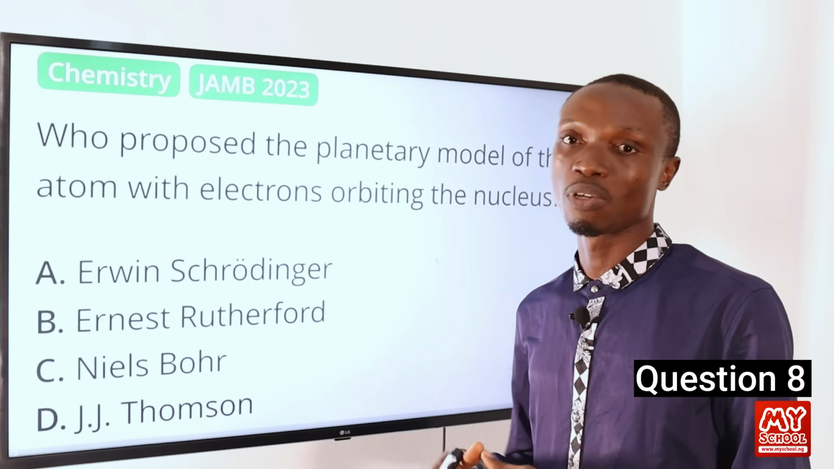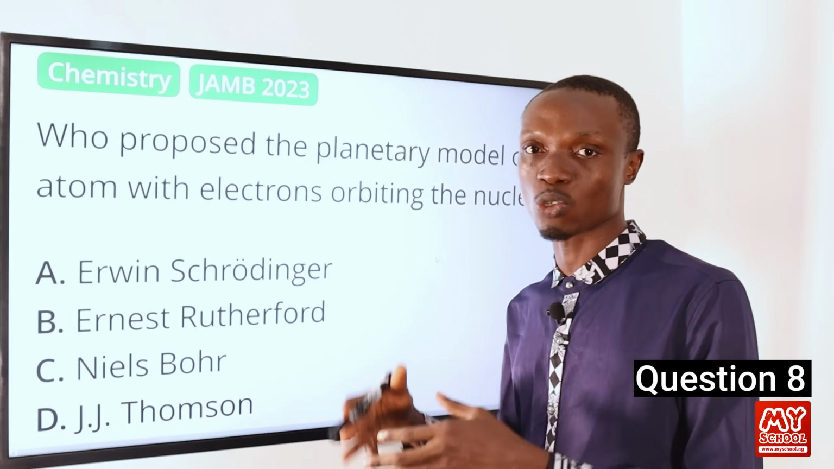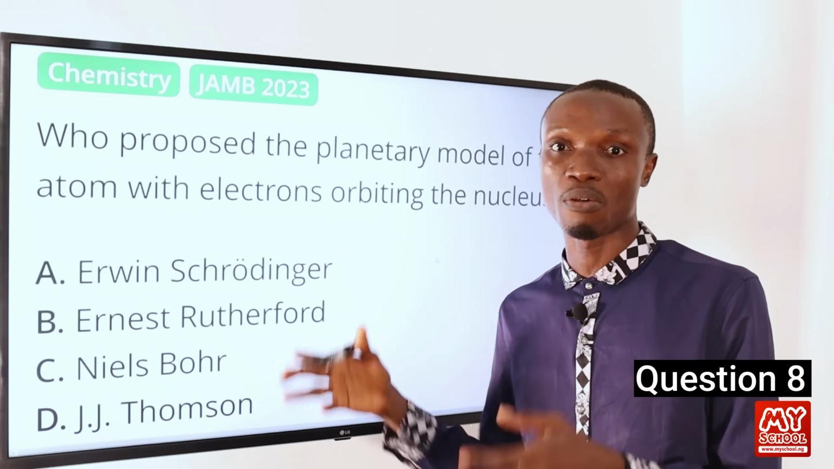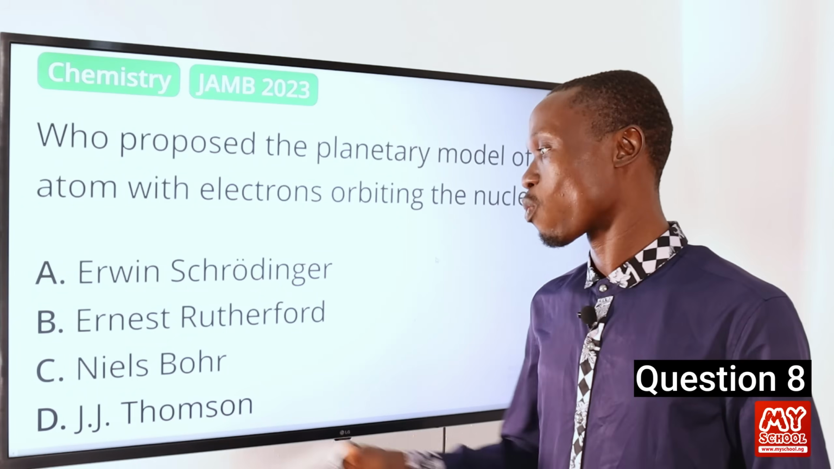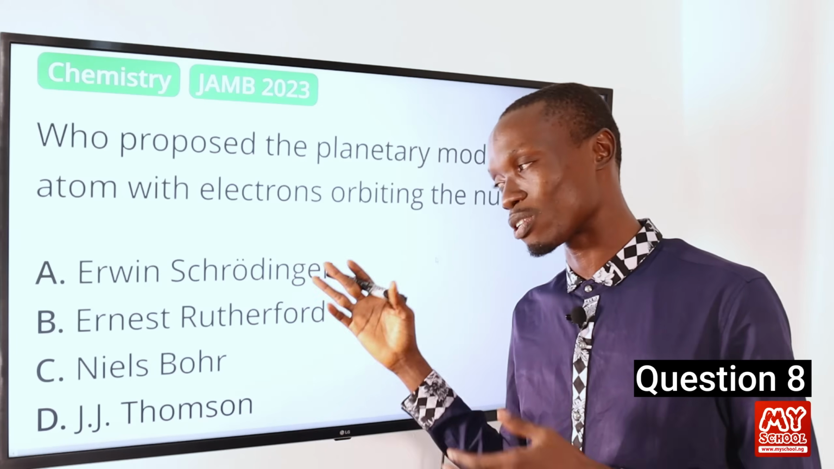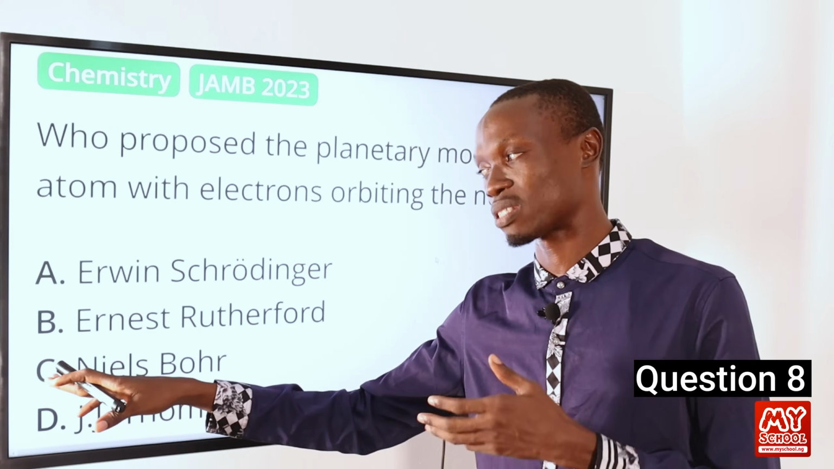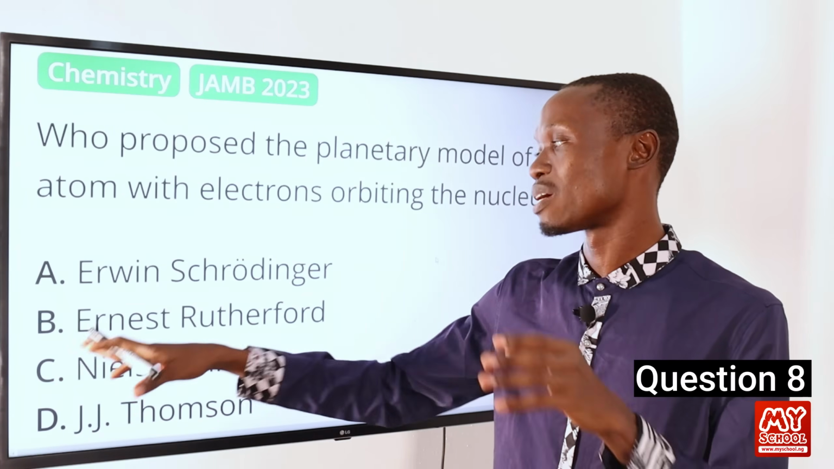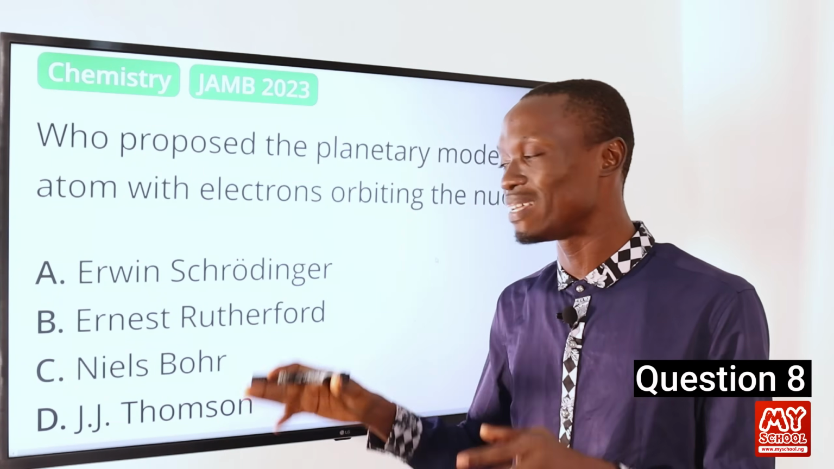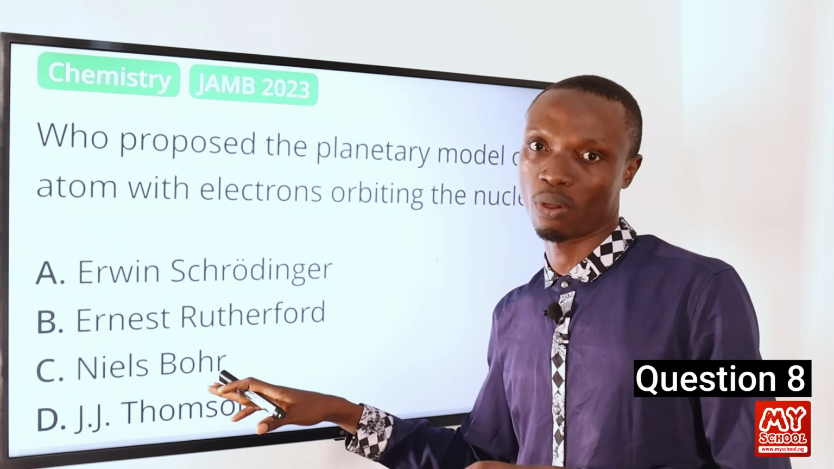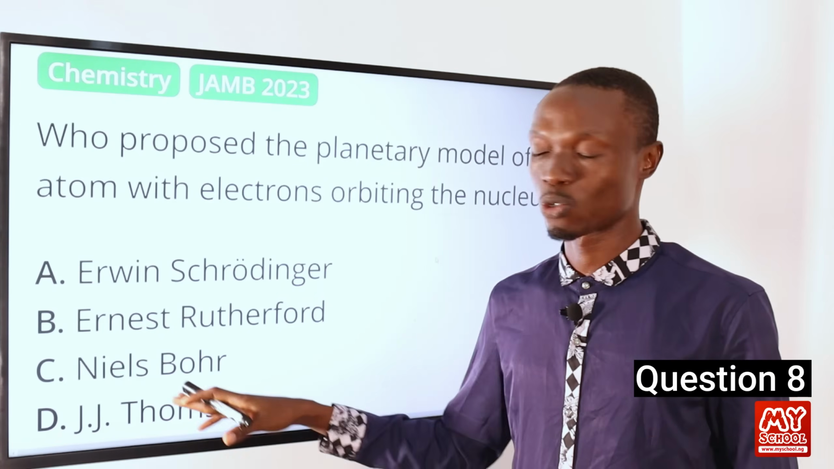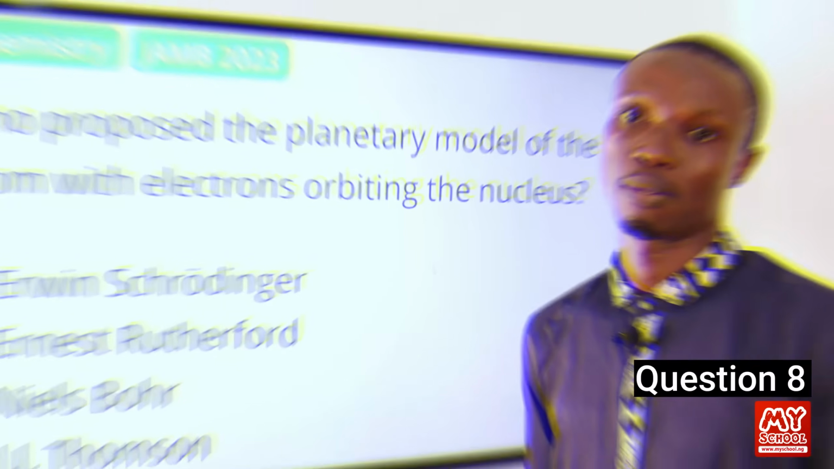According to him, the electrons orbit the nucleus in the same way as the planets move around the sun. While J.J. Thomson was the one who discovered the electron. So the answer to this question is option C. The whole concept started with Rutherford, but it was properly explained by Bohr. Hence, the theory is credited to Bohr. So C is our answer.